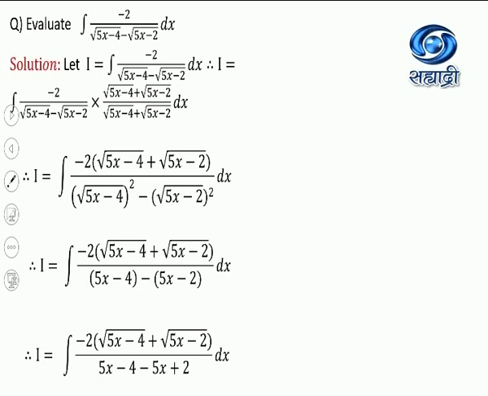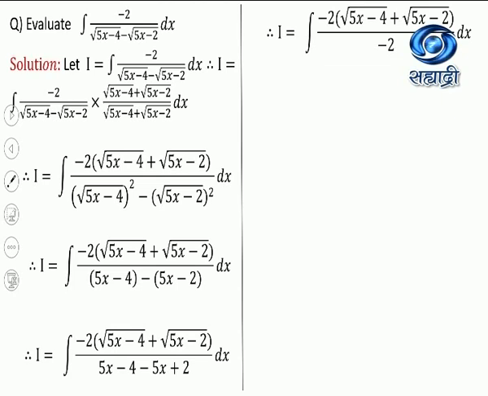So numerator is minus 2 into root of 5x minus 4 plus root 5x minus 2 upon, see over here, this is a minus b into a plus b. So formula is a square minus b square. Hence we get root 5x minus 4 raised to 2 minus root 5x minus 2 raised to 2 dx. Now square and root will get cancelled. So here the numerator is as it is, and in the denominator square and square root gets cancelled. And then in the next step we are just opening the brackets. So numerator is same, opening the brackets in the denominator. And now in the next step we get minus 2 into root of 5x minus 4 plus root 5x minus 2.